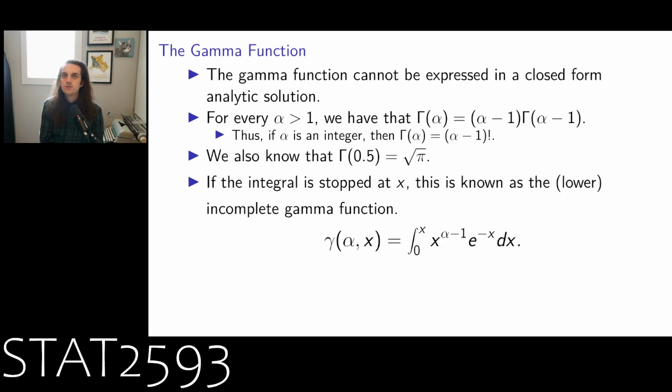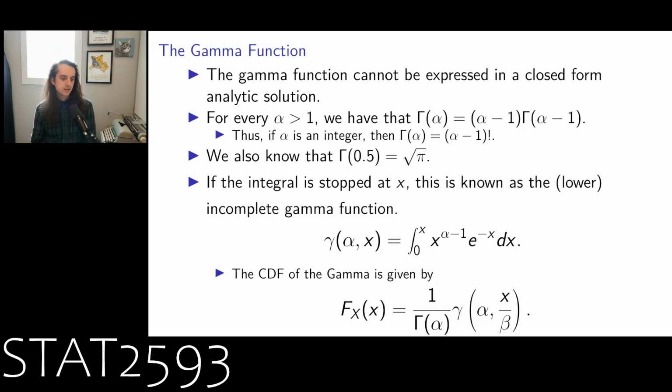Now, if you take the integral that defines the gamma function and you stop it at x, then this is known as the lower incomplete gamma function, right? So we write it with this lowercase gamma here, and it's going to be this integral from 0 to x instead of 0 to infinity of x to the alpha minus 1 e to the negative x, right? And this notation here is mostly useful because it lets us write down the CDF of the gamma distribution. So the CDF is going to be 1 over the full gamma function, times this incomplete gamma function.